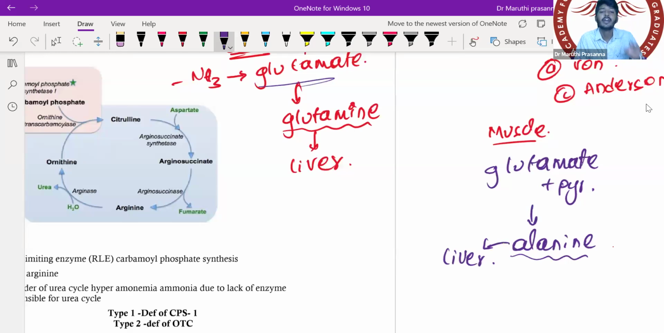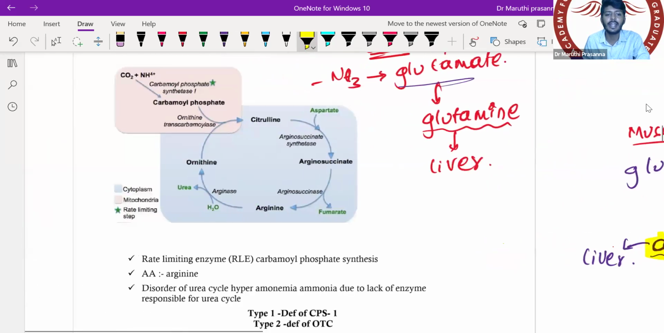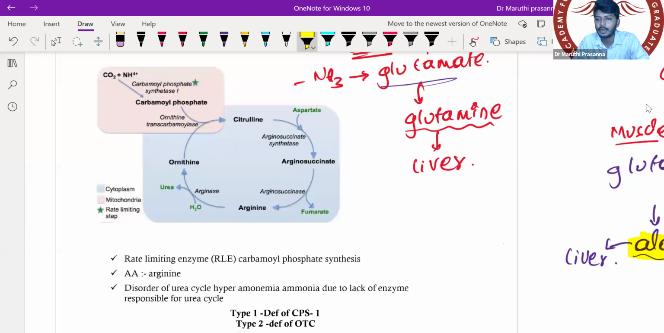And from the brain, which amino acid is transported? Glutamine or glutamate. So you should not get confused. The transporters of ammonia are two: glutamate and alanine. Glutamate from the brain, and from all the skeletal muscles of your body, alanine. They take the ammonia and give it to the liver. So all the ammonia comes into the liver.